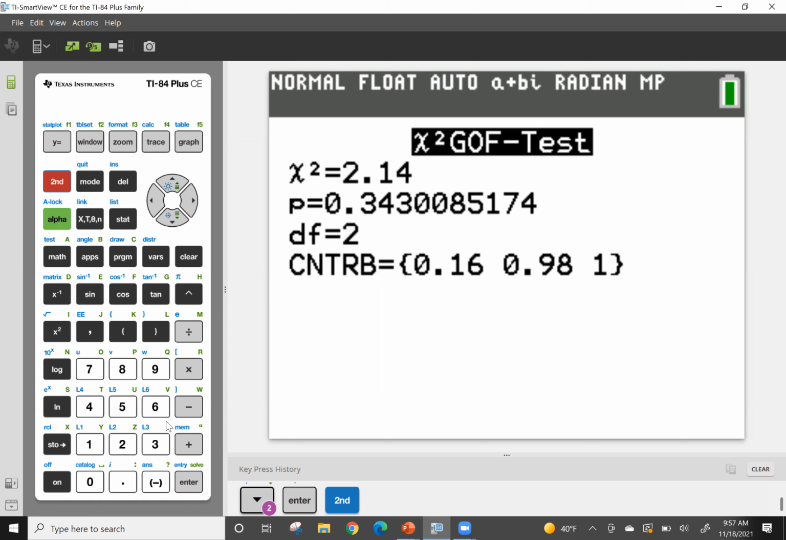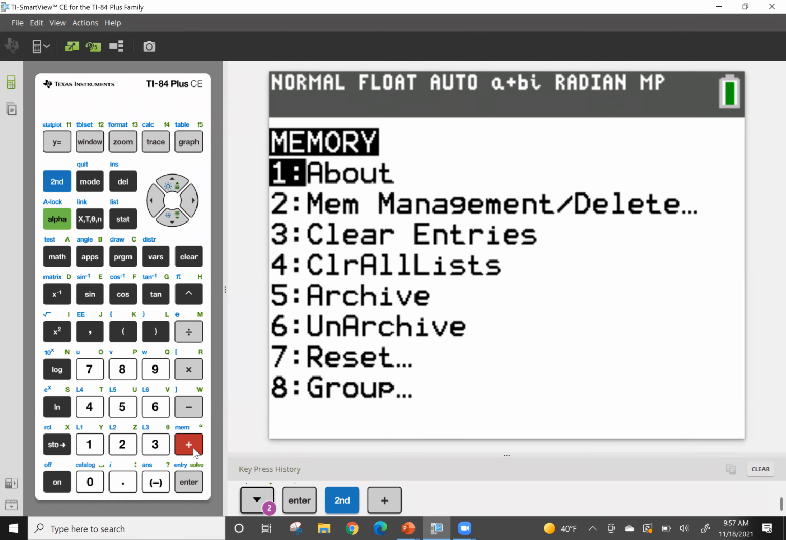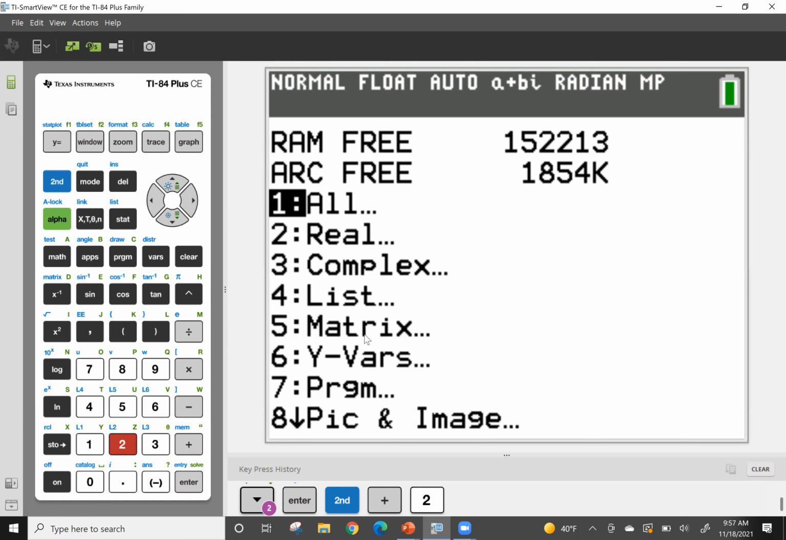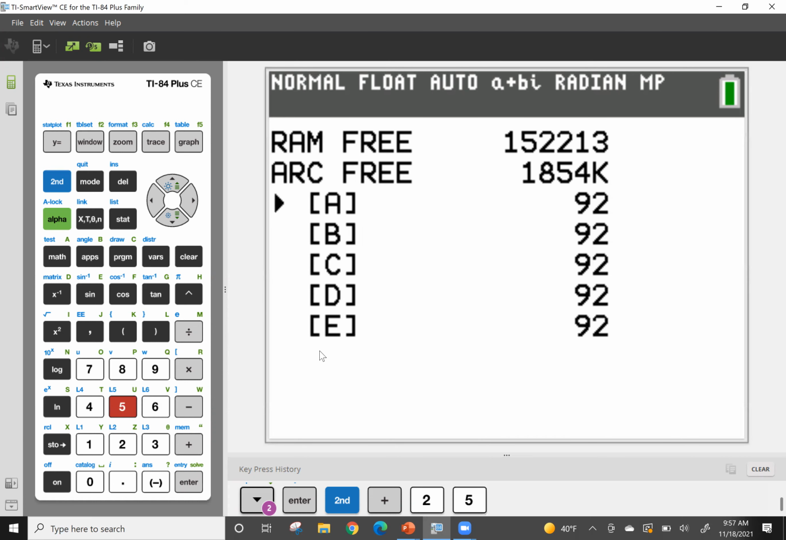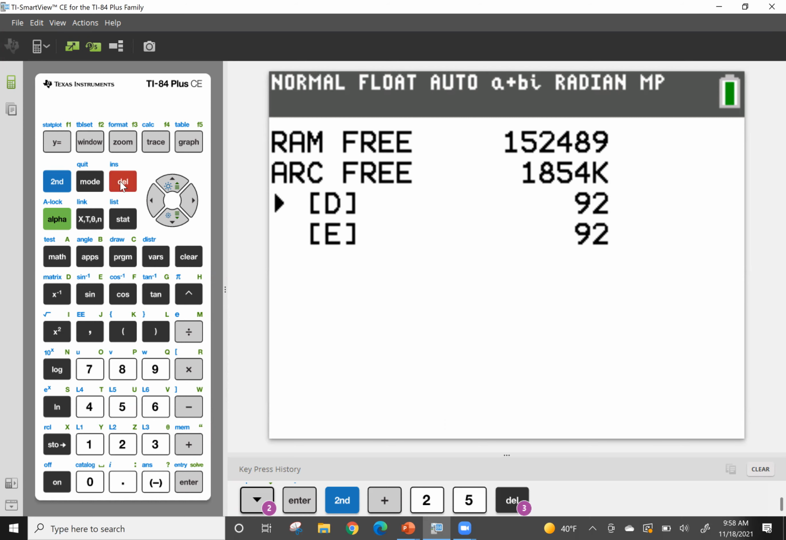So I go second plus to my memory. I have all sorts of categories in my memory management, but I need number 2 because I'm going to delete matrices. So I go to number 2. And number 5 is my matrices. So I'm going to go to number 5. And you can see I have 5 matrices that I put in here this morning. So I need to delete all those. So I go to my delete key right here on my calculator and I just delete them. I have them all gone. So now I can go put my matrices in.